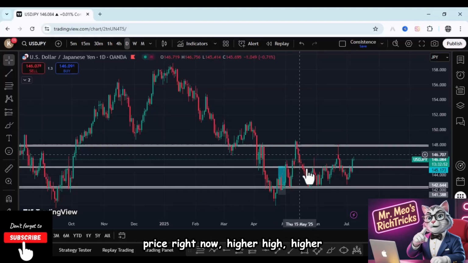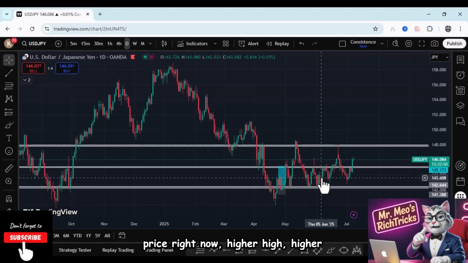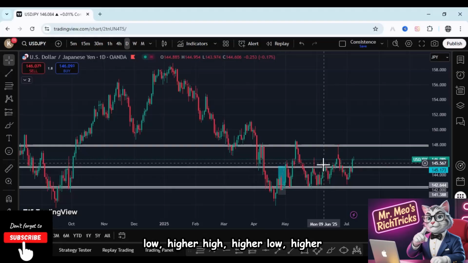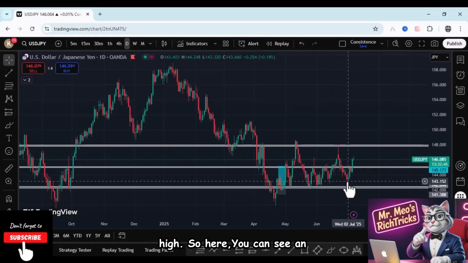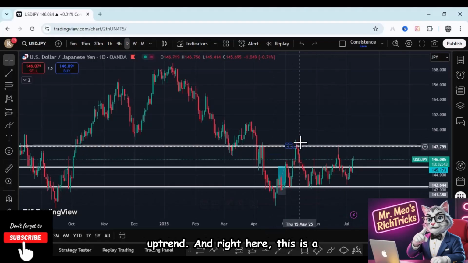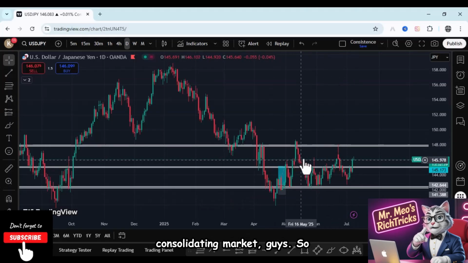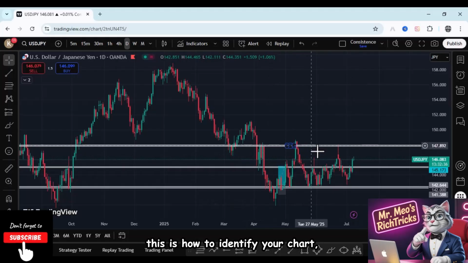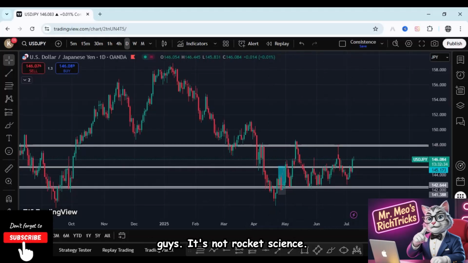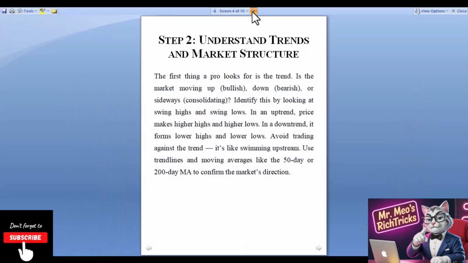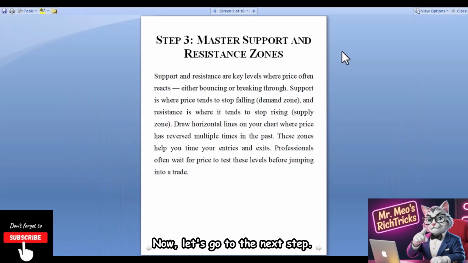And when you check the price right now, higher high, higher low, higher high, higher low, higher high. So here, you can see an uptrend. And right here, this is a consolidating market, guys. So this is how to identify your chart, guys. It's not rocket science. Now, let's go to the next step.